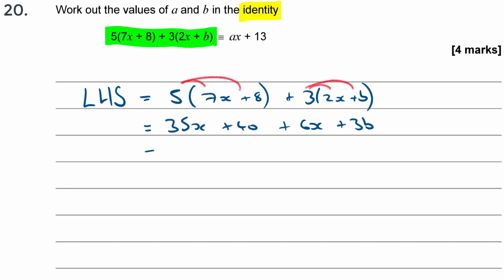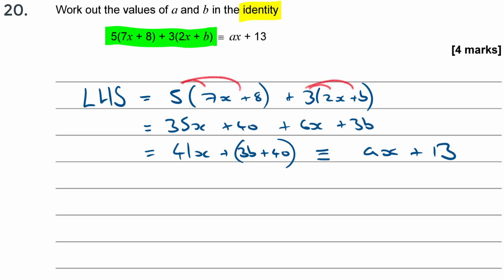Okay, so I've got some like terms here. I've got two terms in x, 35x and 6x. So let's bring that together and make 41x. And I've got 3b plus 40. Now that's all part of my constant, isn't it? So I've got 41x plus my 3b plus 40. Okay, now we know that that is equal to ax plus 13. And now we're in a position where I can more directly compare them.